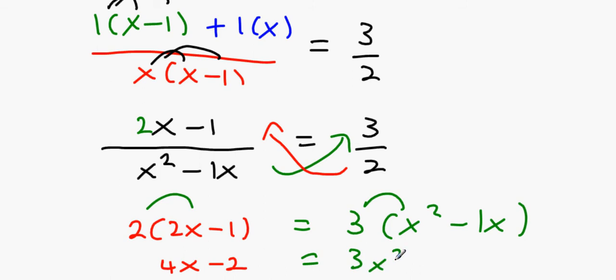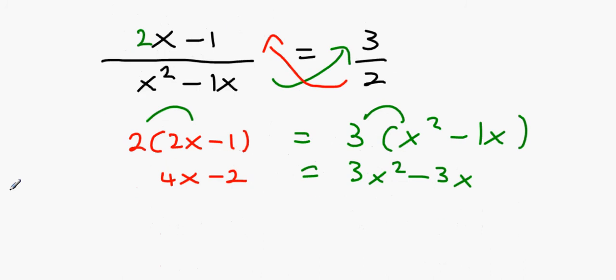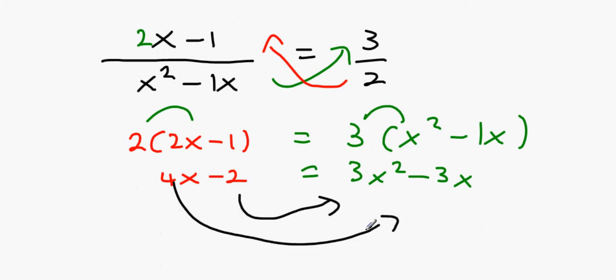Okay, bring them over this side. So bring the minus 2 and the minus 4x over this side. So we're going to get 0 equals 3x squared minus 3x minus 4x, and that's going to change to plus 2. This is going to change to minus 4x. That's going to be plus 2.